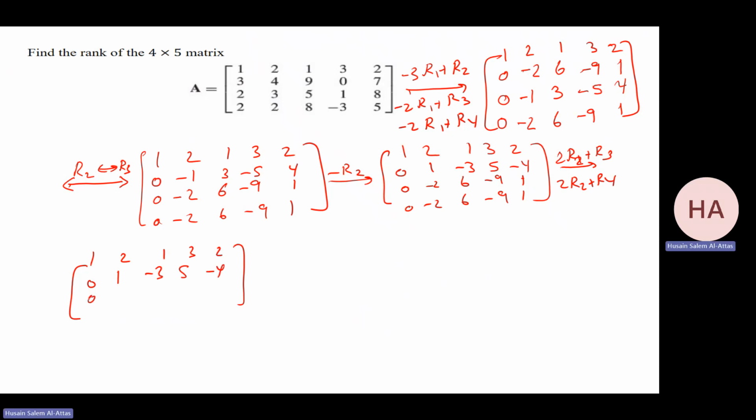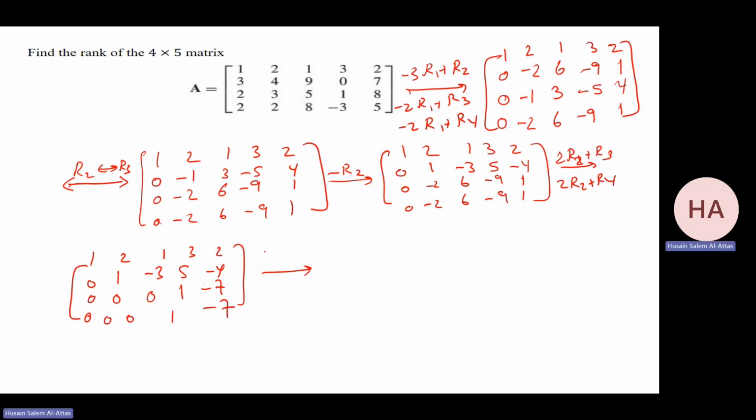Okay, so I have 0. Now 2 and added, that will be 0. 2 and added, that will be 0. 10 plus minus 9, that will be 1. Minus 8 plus 1, that will be minus 7. That will be 0, 0, 0, 1, minus 7.